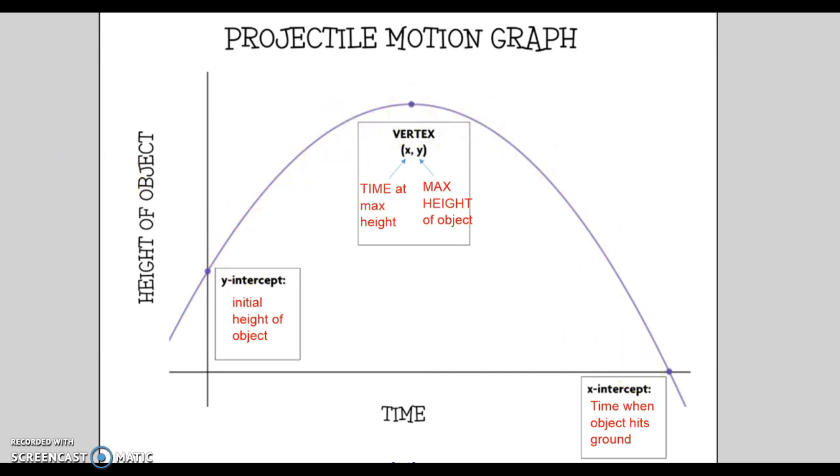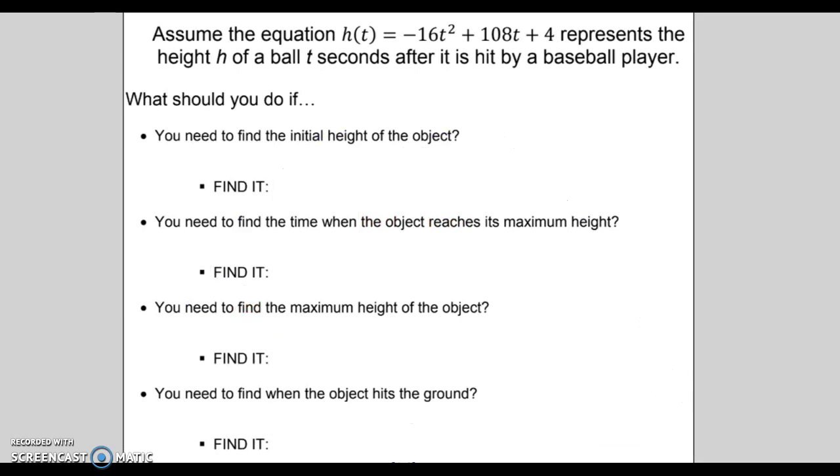Let's take a look at an actual example here. We have the equation h(t) = -16t² + 108t + 4, and that represents the height h of a ball t seconds after it is hit by a baseball player.